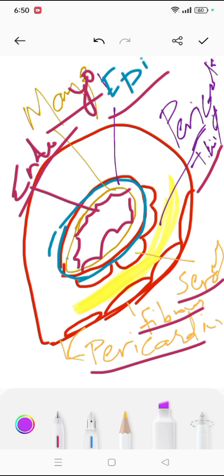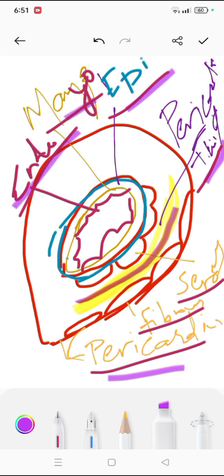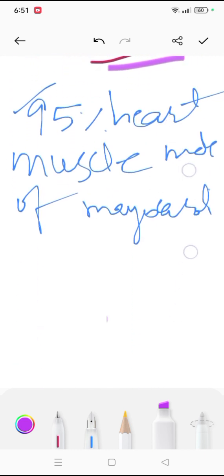Our heart has an outer covering called the pericardium. This pericardium is divided into two layers, serosa and fibrous. Serosa is the inner one, fibrous is the outer one, and the fluid present in between is called pericardial fluid. And our heart has three layers: epicardium, myocardium, and endocardium. So yes, this is what we discussed.